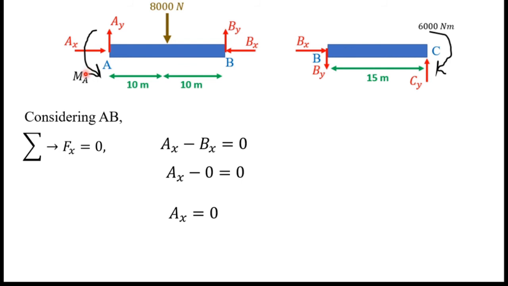Next, I consider all the horizontal forces of this AB part. There are two horizontal forces, AX and BX. I write the equation considering the right-hand direction: plus AX because AX is in the same direction which we consider, and minus BX because BX is in the opposite direction. BX equals 0, as we found before when we considered the BC part. When I substitute the value for BX, I get AX equals 0.